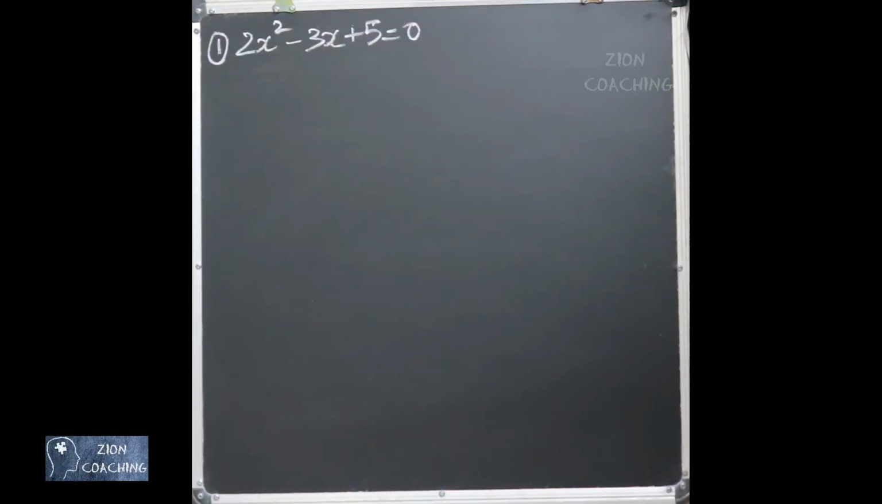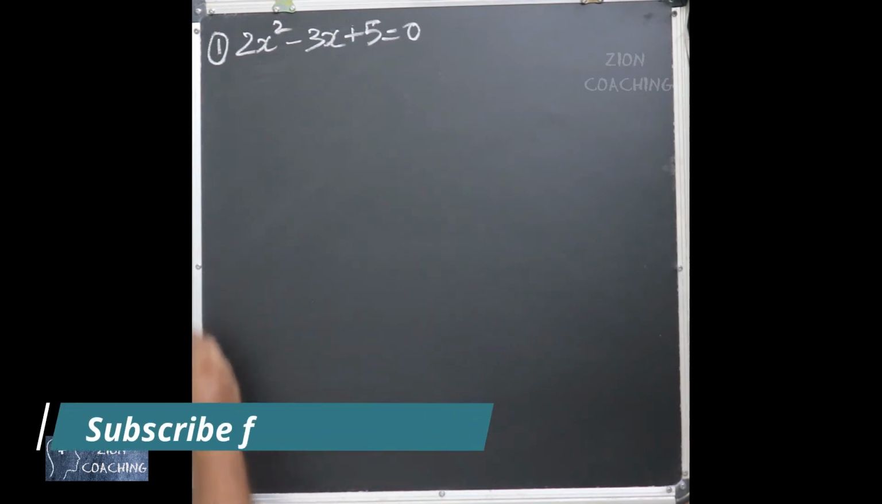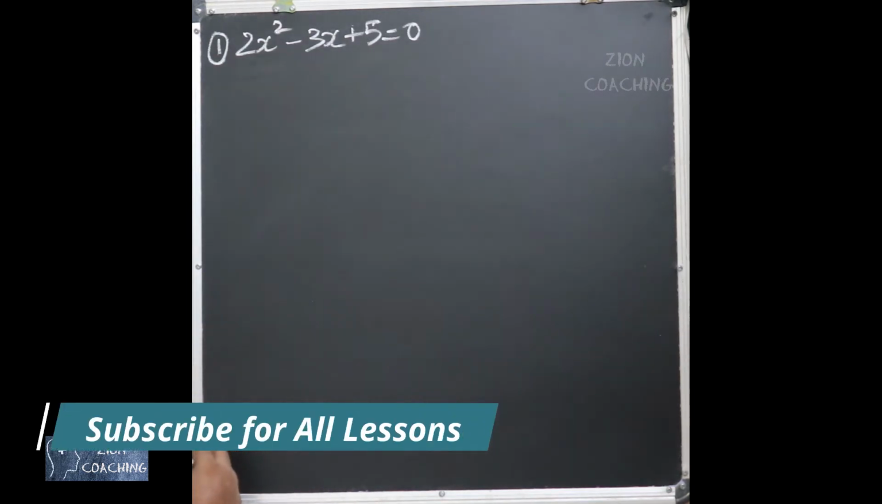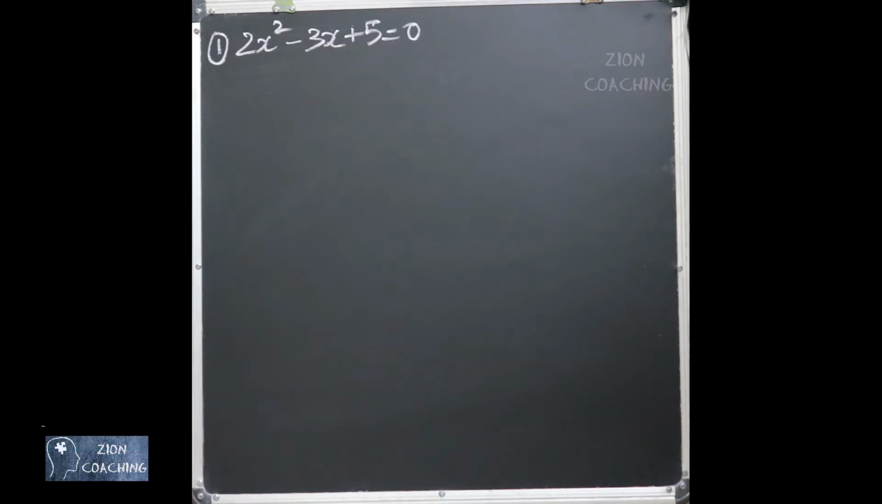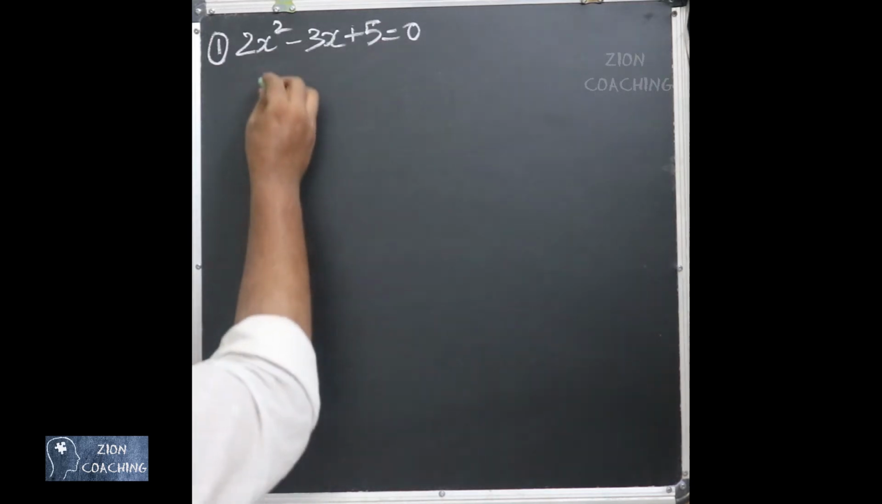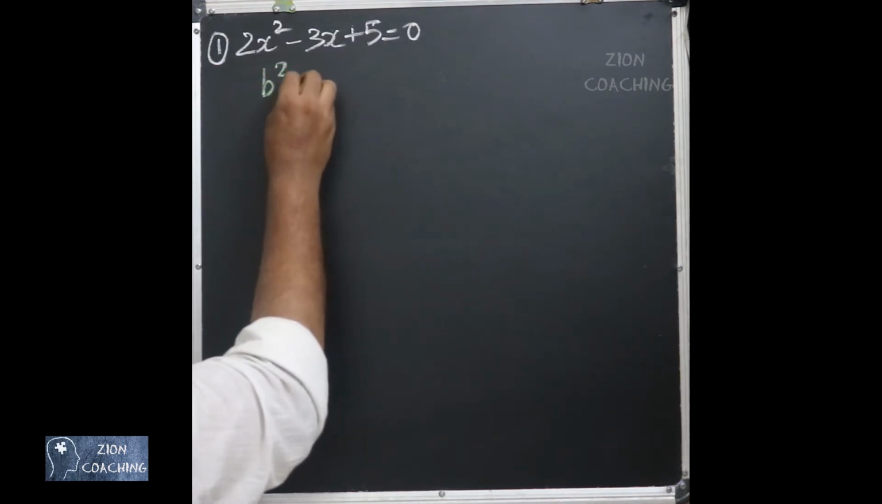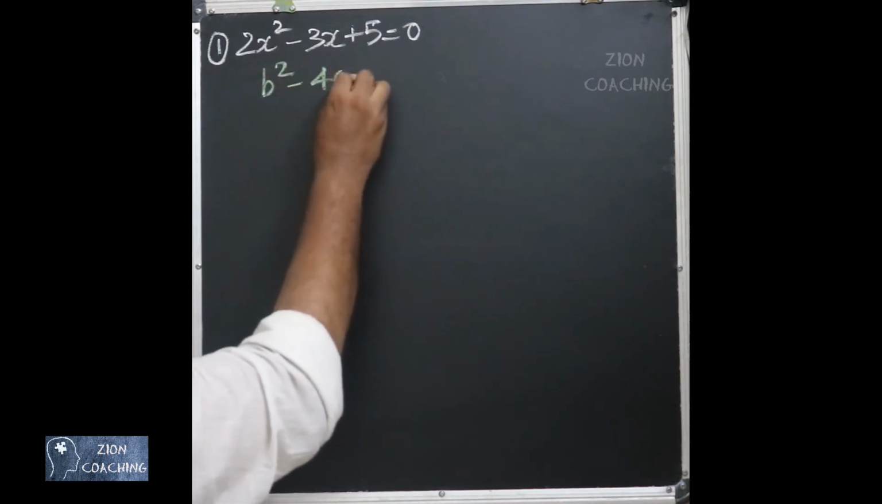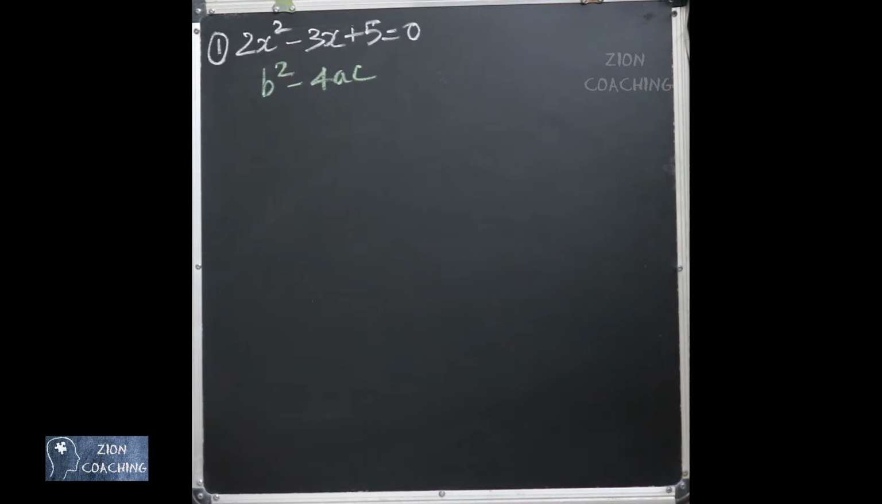We are going to find the nature of the roots of this given quadratic equation. If they are going to have real roots, then we are going to find them using the quadratic formula. First we are going to check the nature. For that we are going to find the value of the discriminant, b squared minus 4ac.